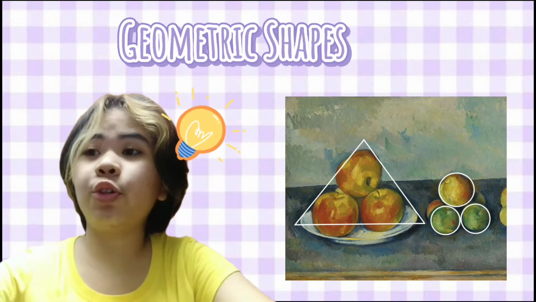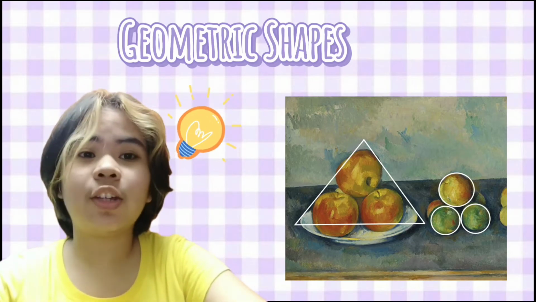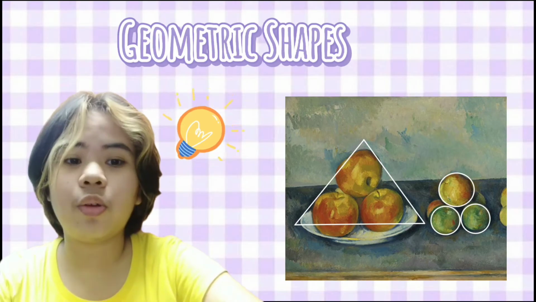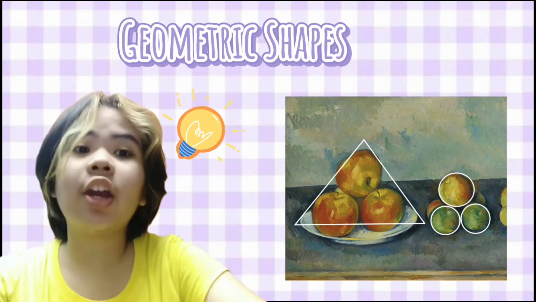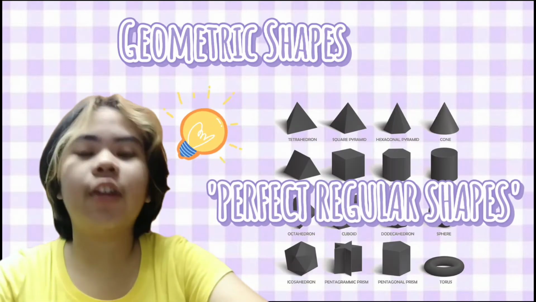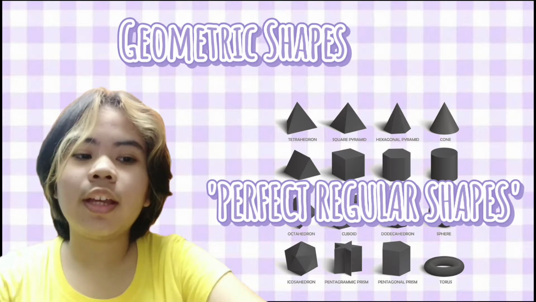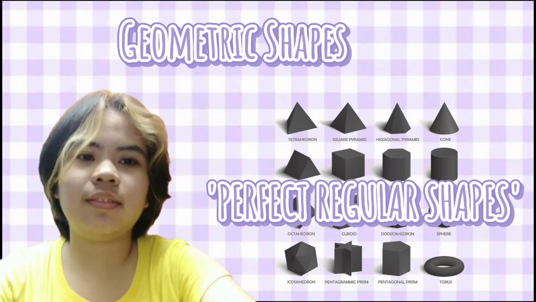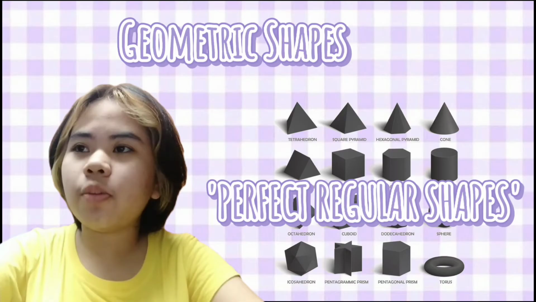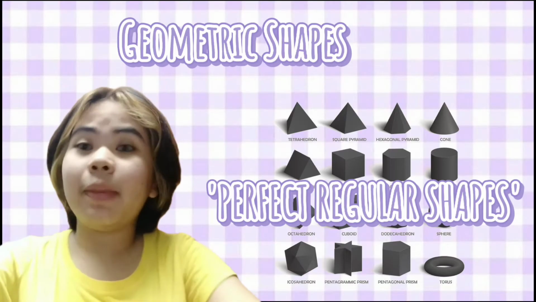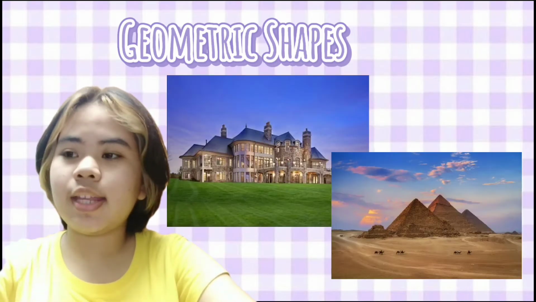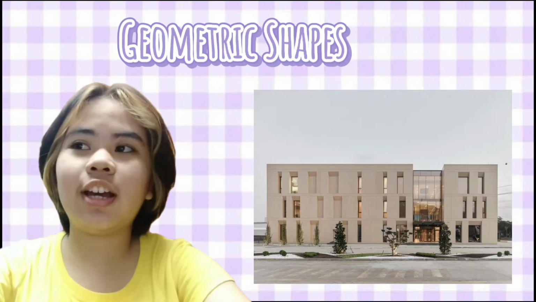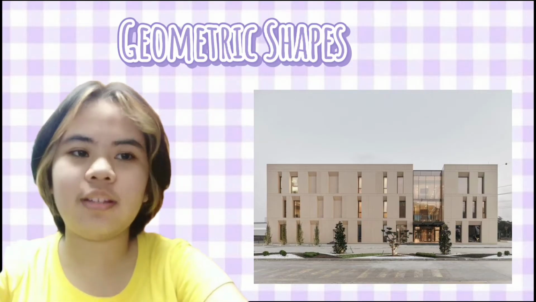Kasi diba yung nasa pictures, simple shapes lang yung nakikita. Basic shapes lang. Good. So, geometric shapes are perfect and regular shapes. They are characterized by straight lines, angles, and points. Examples of geometric shapes are the buildings, the pyramids, the cylindrical towers, and the office buildings.